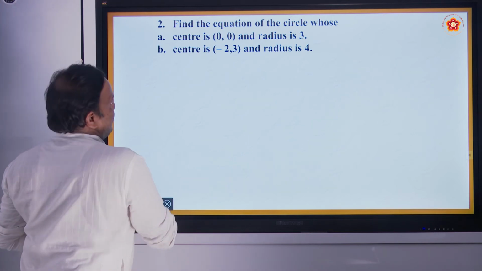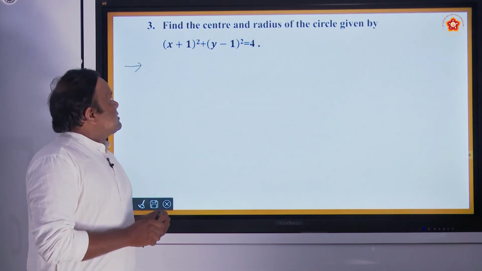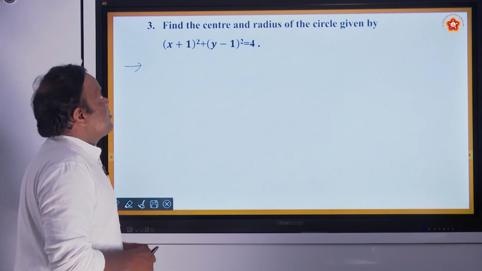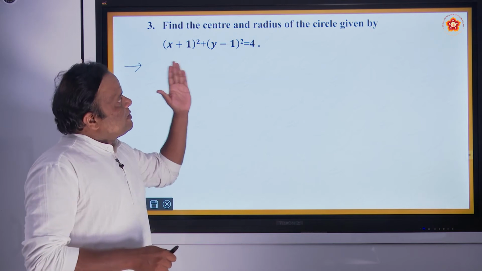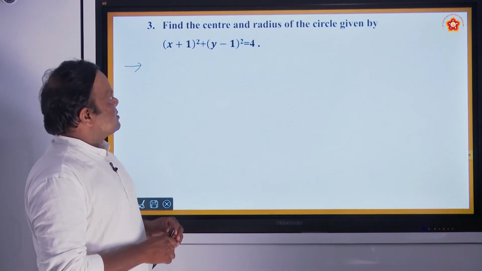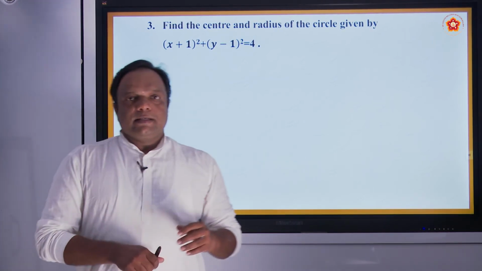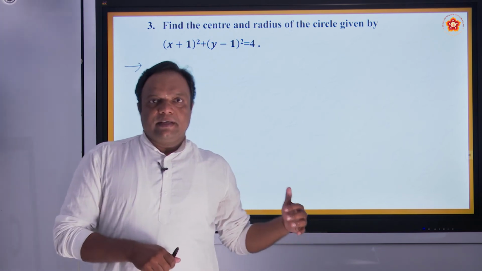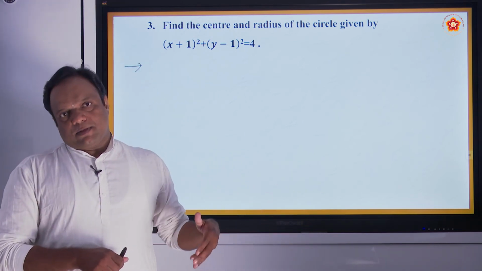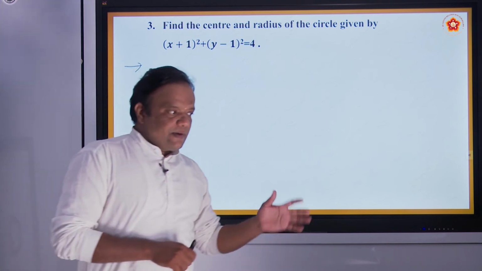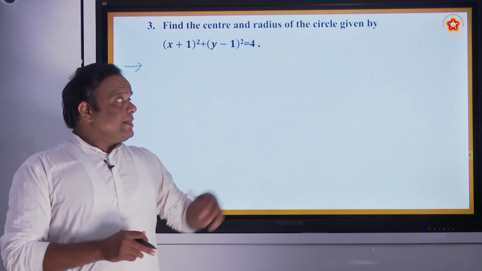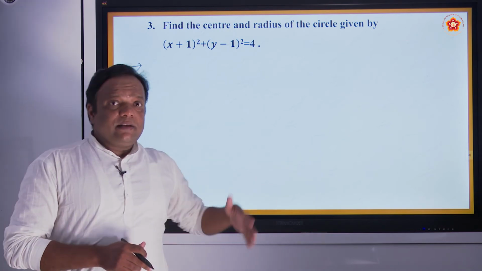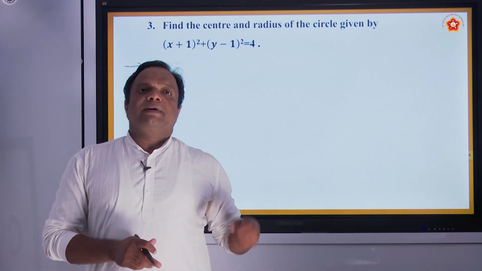Okay, let us start the next problem. Let us see the third problem. What is the third problem? Find the center and radius of the circle given by the equation (x plus 1) whole square plus (y minus 1) whole square is equal to 4. See, this problem is the reverse of the previous problems. In the previous problems they gave the center and radius and asked to find the equation of the circle. But here the equation of the circle is given, and you have to find the center and radius.